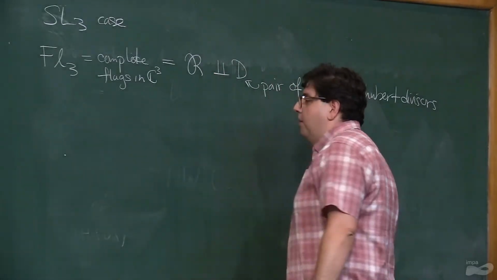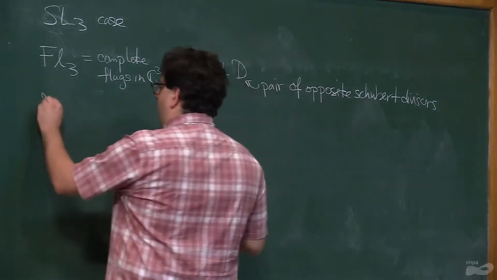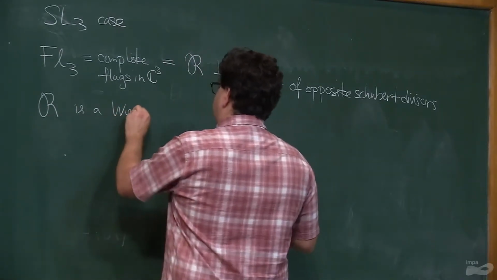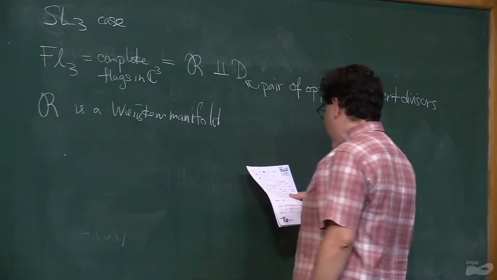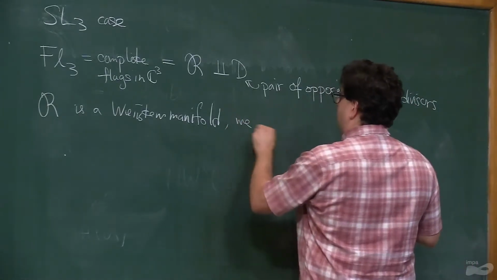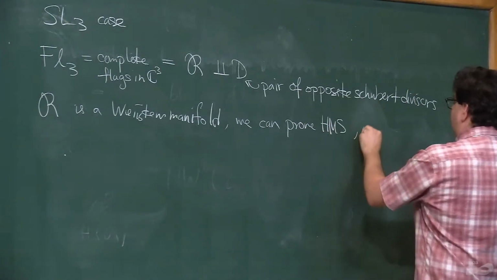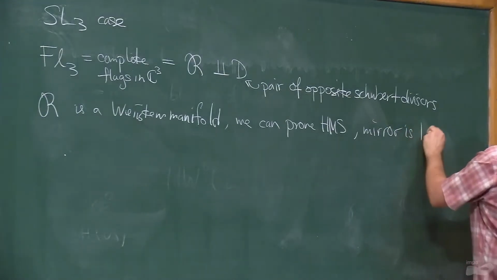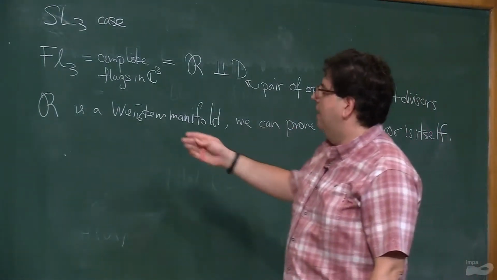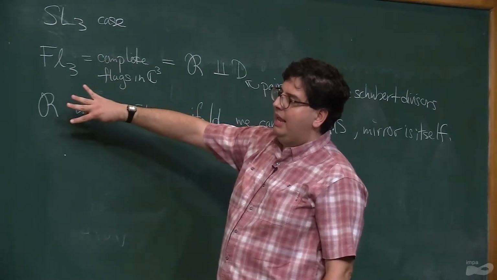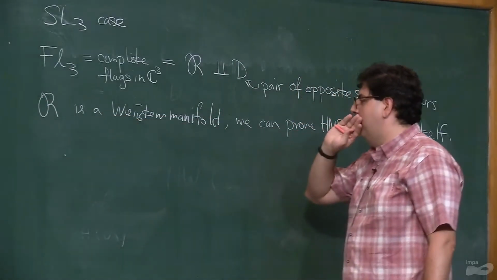So R is the complement of an anti-canonical divisor in FL3. So this R is a Weinstein manifold, and by now we know a lot about it. We can prove HMS for this, and the mirror is itself. This is one of these self-mirror situations. That's useful because it means I can start interpreting things on the mirror side. Maybe I won't say too much about that right now.